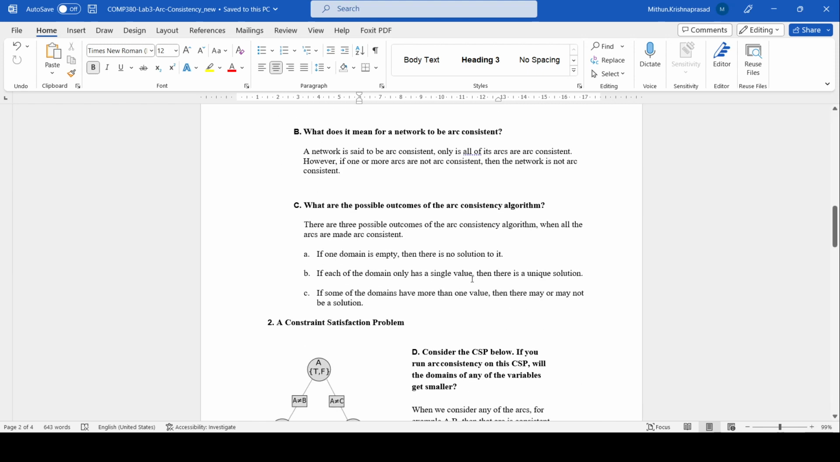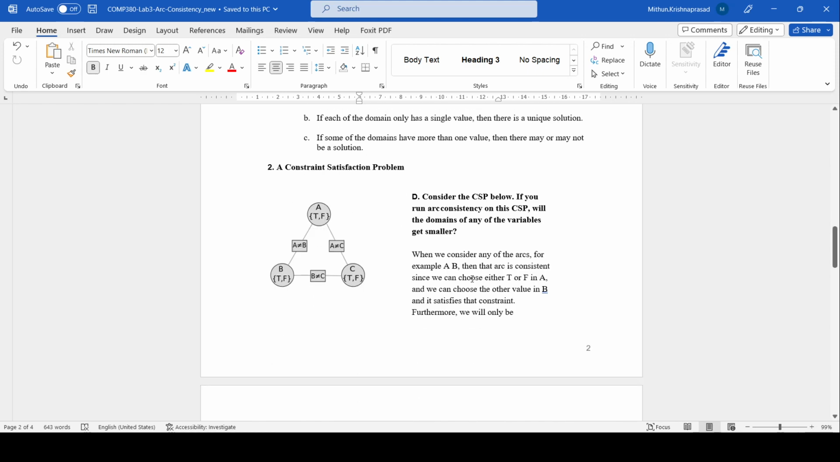We also took a look at the arc consistency algorithm, and we learned that there are three possible outcomes. The first is if one of the domains is empty, then there is no solution. If each of the domains has a single value, then there is a unique solution. If some of the domains have more than one value, then there may or may not be a solution. We were also then presented with a CSP problem.